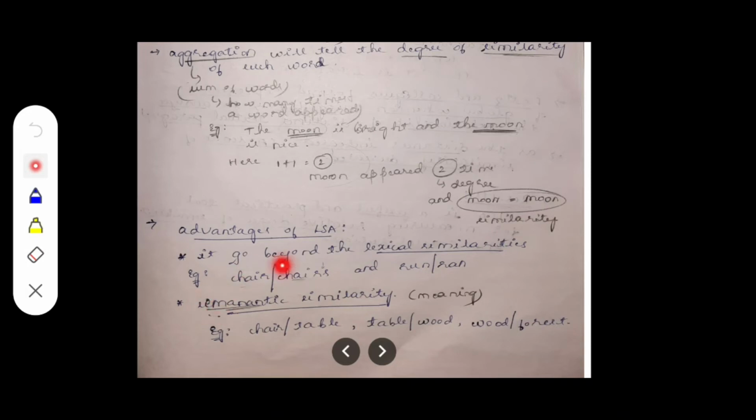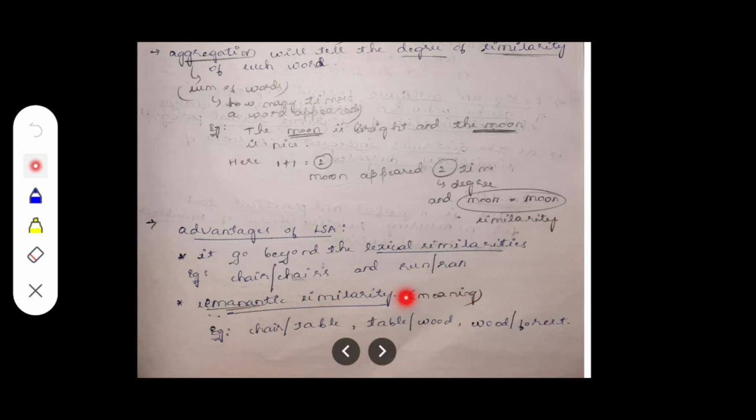The next advantage is semantic similarity. What is semantic? It is nothing but meaning, right? It is related to the meaning. An example is chair and table. How is the chair meaningful to the table, or how is the chair related to the table? If we have a table, we will have a chair, right? To sit, with the chair and table, they are interrelated.